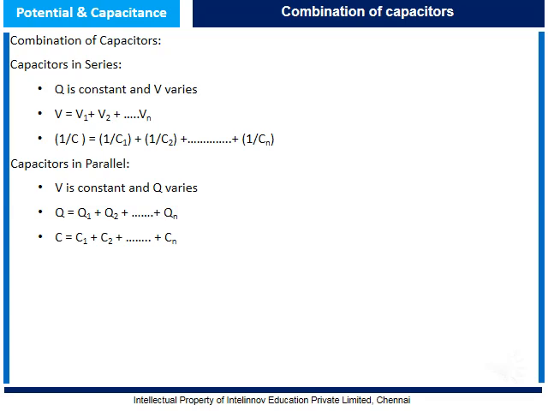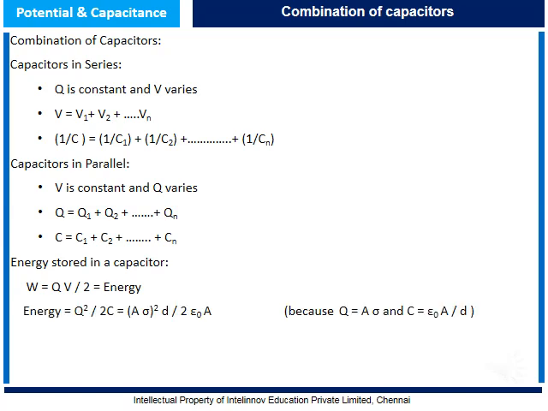Let us understand the energy stored in a capacitor. Energy can be given in different formulas. Energy equal to QV by 2. Energy can also be expressed as Q square by 2C and also as epsilon naught E square by 2 into AD. And energy density is another term which we need to remember. Energy density is epsilon naught E square by 2, that is the total energy divided by volume.